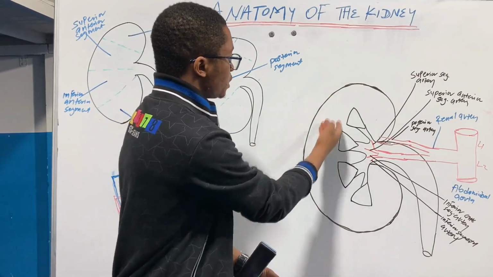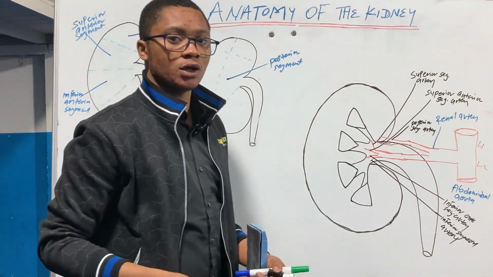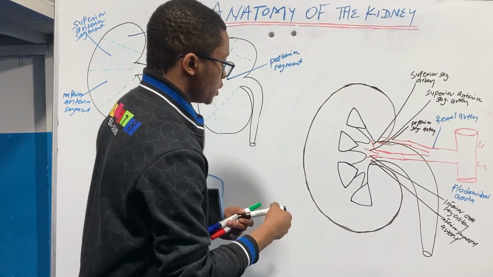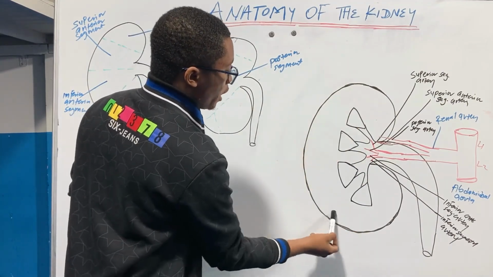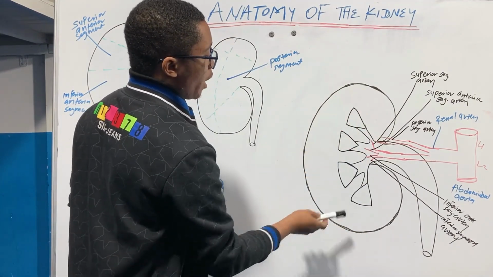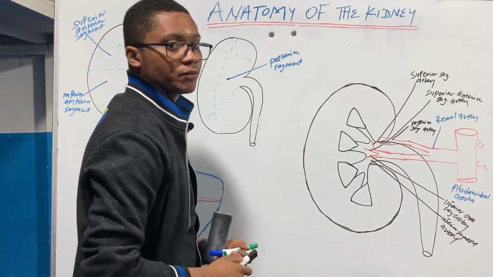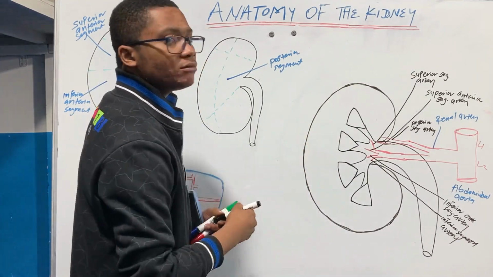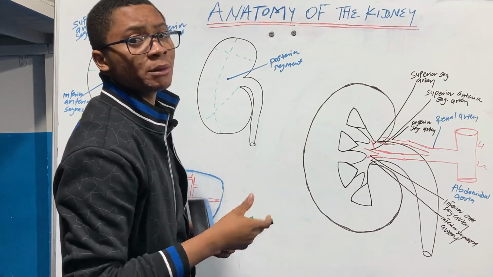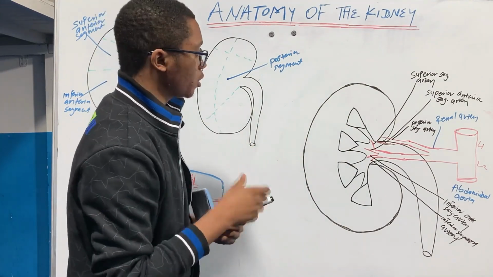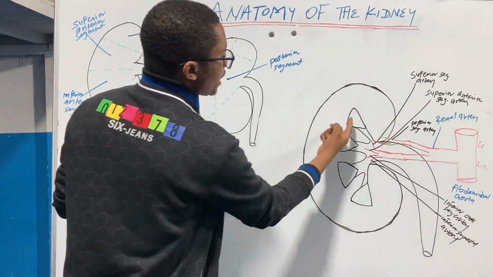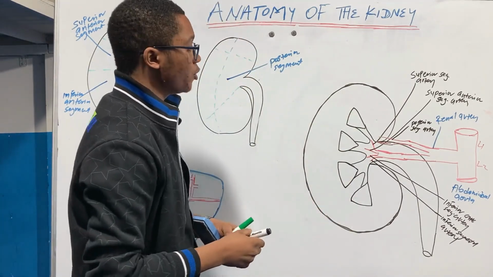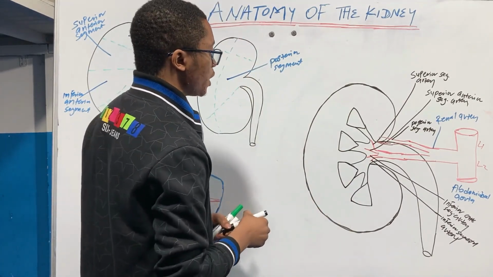We have the renal cortex and the renal medulla. The renal cortex is this part, while here is the renal medulla. The renal cortex is about 3 to 4 millimeters thick and is reddish brown in color. The renal medulla consists of the renal pyramids.